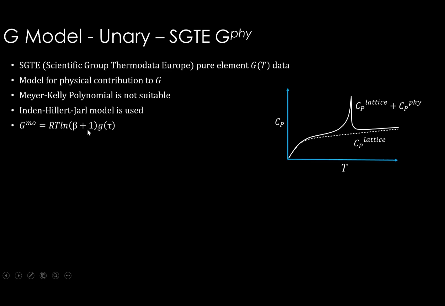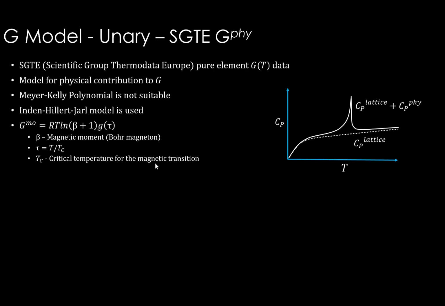RT, natural log of beta plus 1, and G of tau. G of tau is a function of tau. This beta is the magnetic moment, and tau is the temperature of interest, where we are calculating G, divided by Tc. This Tc is the critical temperature for the magnetic transition. Basically in para to ferro, we talk about Tc being the Curie temperature. In antiferromagnetic materials, we talk about the Néel temperature. These are the critical temperatures for magnetic transition, and they are used in this G term.